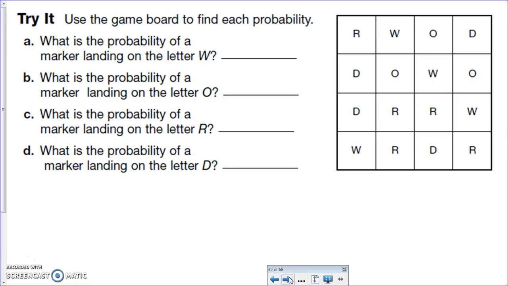Try it. Use the game board to find each probability. What is the probability of a marker landing on the letter W? Well, if we look, we can tell we have 16 squares here, and we're going to go through and circle the W's to make sure we have all of them. As you can see, we have 4 W's out of 16 possible squares. So our probability is 4/16. We know we always need to simplify, so we're going to divide the top and the bottom of the fraction by 4 and get 1/4.